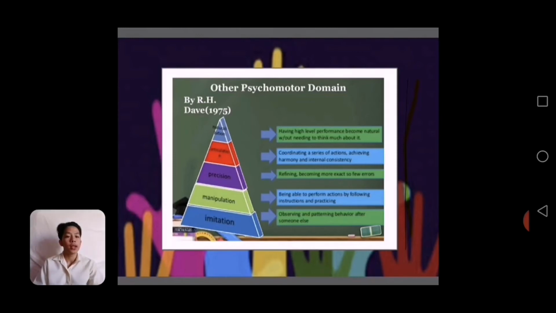Having high level performance become natural without needing to think much about it.